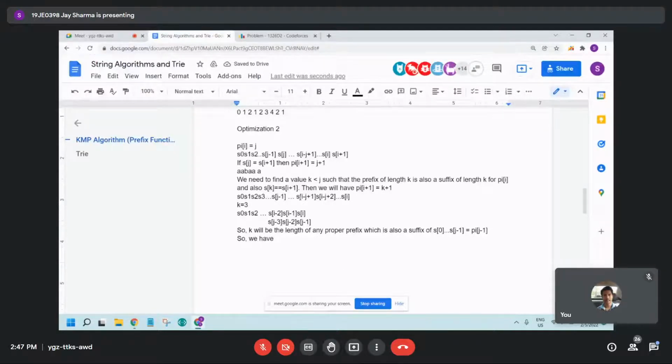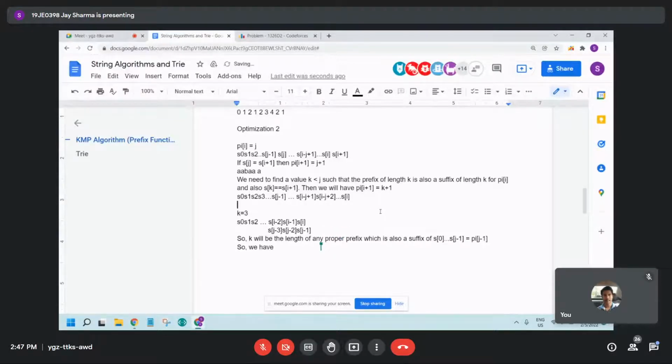Consider these two strings. Okay, by definition these two were equal, right? Let me just write it: s0, s1, s2, and up to s of j minus 3, s of j minus 2, s of j minus 1.